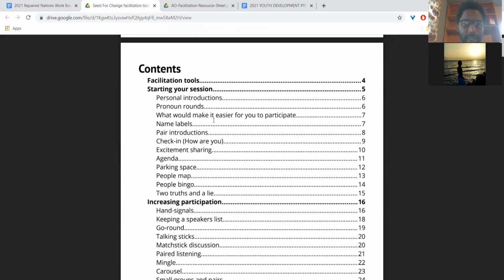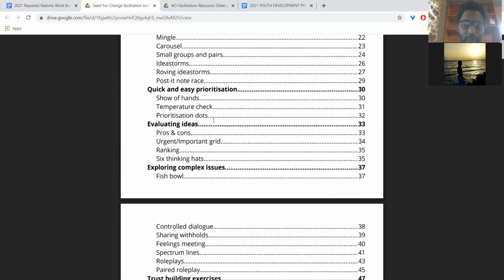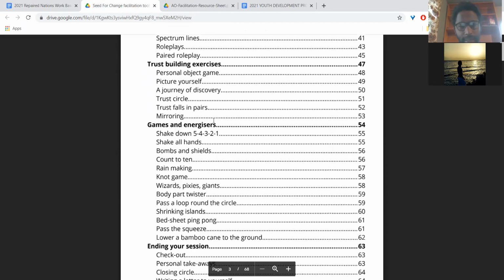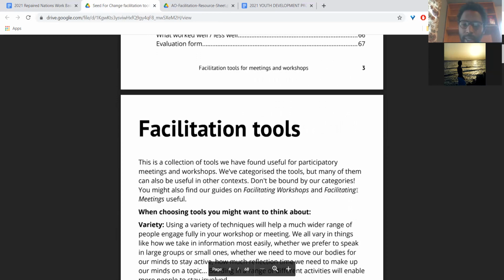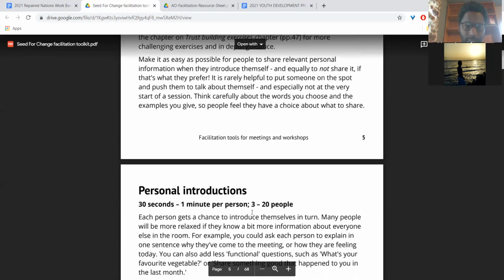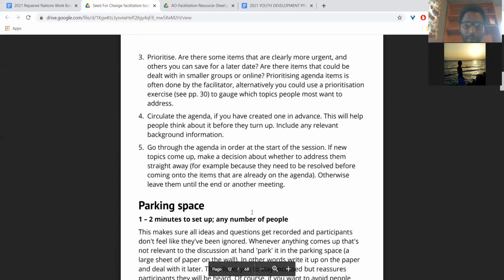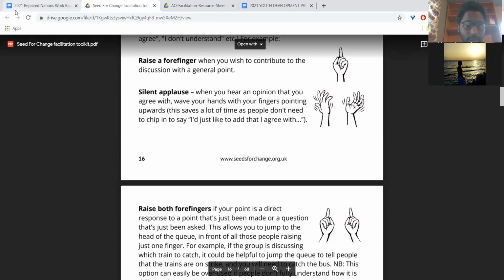Reading through the table of contents, you'll see there's sections on how to start, how to increase participation, how to prioritize, evaluate ideas, explore complex ideas, build trust, do energizers, and ending the session and evaluation. We're primarily going to be talking about how to weave in that feedback from everyone, and that starts on page 18.